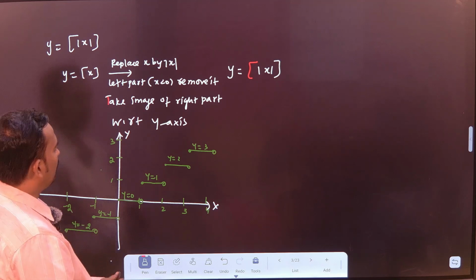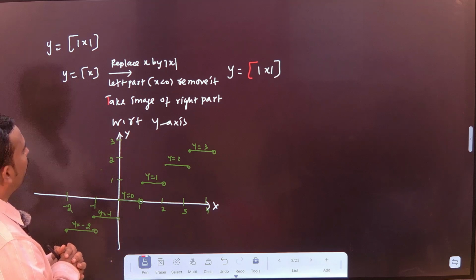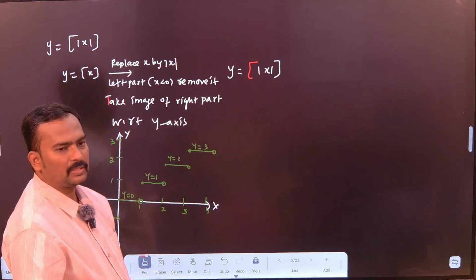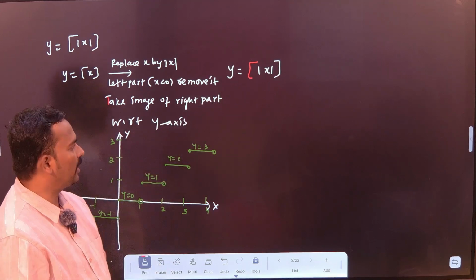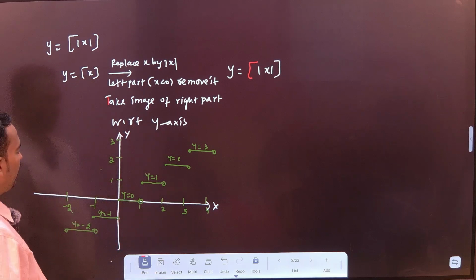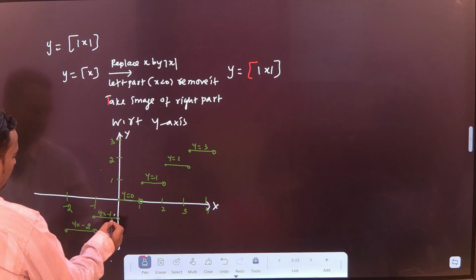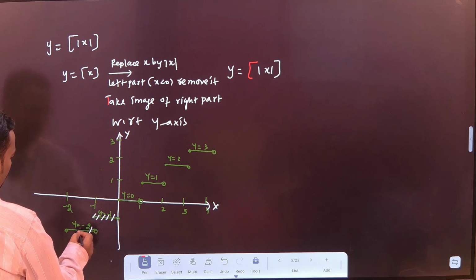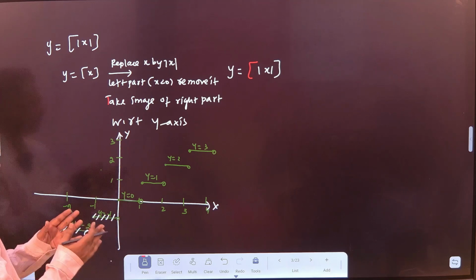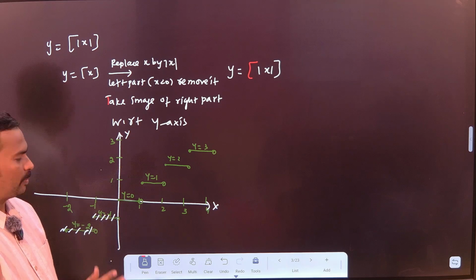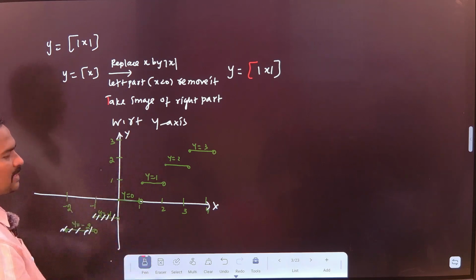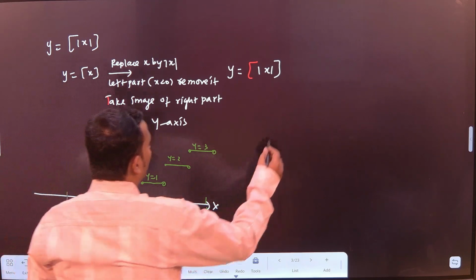Okay. So now how to draw the graph of y is equal to the greatest integer function of mod x? Just replace x by mod x. What is the rule we discussed? Transformation. Your left part of the graph, you have to remove it. Whatever the left side, that means x less than 0, remove it. Whatever the right side is there, you take the image with respect to y axis.